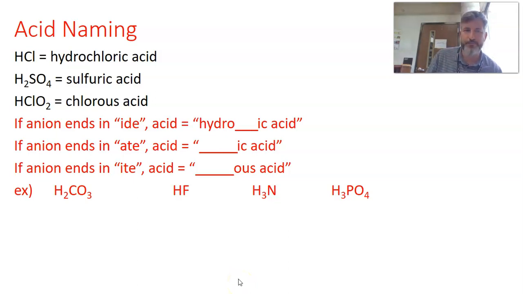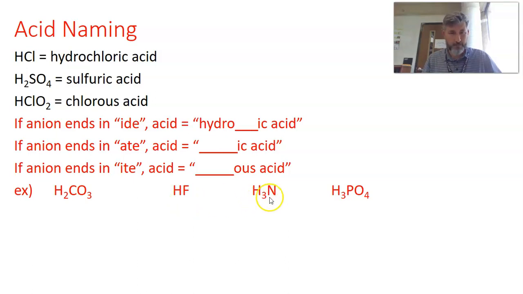Okay, so this first one should be carbonic acid. So the negative ion is carbonate, and so the rule is if the anion ends in ate, no prefix, and we just give it an ic suffix. So carbonate becomes carbonic acid. Right? HF, the negative ion here is fluoride, just fluorine from the periodic table, F-. And so we go with the first rule. If the anion ends in ide, hydro prefix, ic suffix, and then the word acid. So hydrofluoric acid.